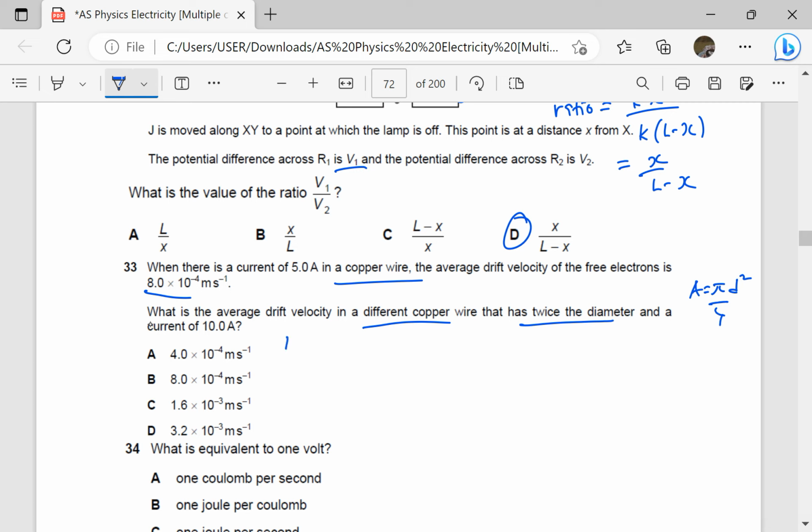Okay, so from the current equation, I'm going to come up with 2 equations. Remember, area is pi d squared over 4. So for the first one, I have 5 is equal to NE times the drift velocity, which is given as 8 times 10 power negative 4, times the area, which is pi, let the diameter be d, squared, then divided by 4.